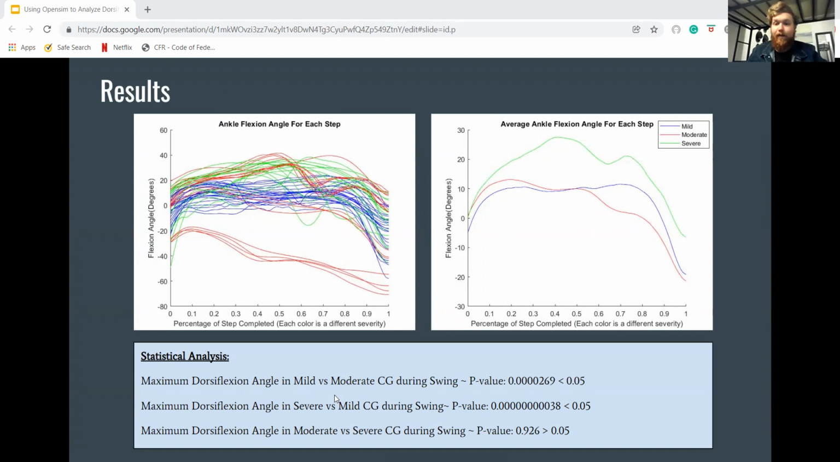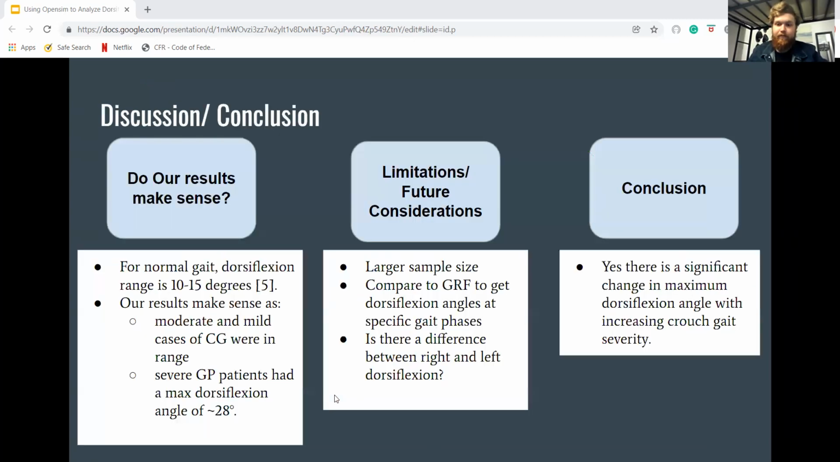To find whether there was a significant change in the dorsiflexion angle, we completed a p-test that looked at the maximum angle for each step, and ultimately we found that there was a significant difference for only the mild versus moderate and severe versus mild groups. Based on previous literature stating that the normal dorsiflexion range is 10 to 15 degrees, our results make sense. The maximum dorsiflexion angle for mild and moderate crouch gait patients was in the normal range, while severe patients had an angle of about 28 degrees.